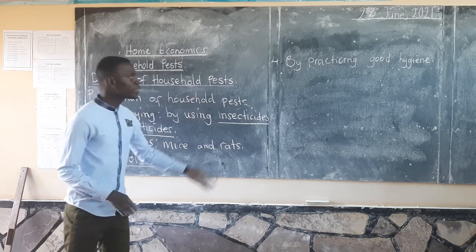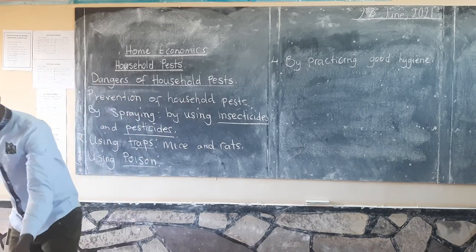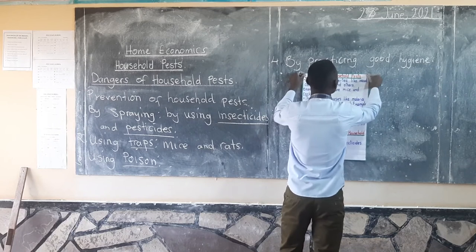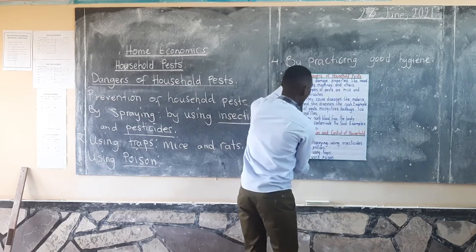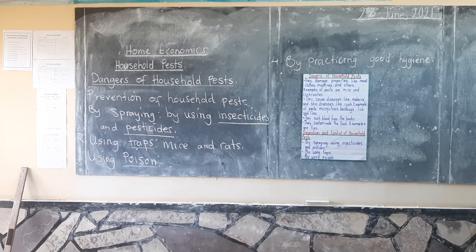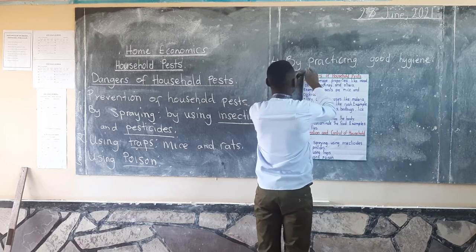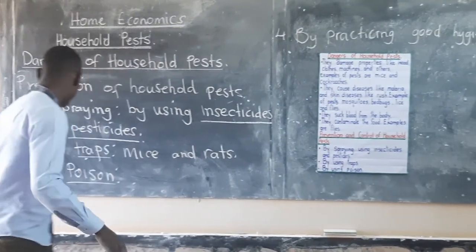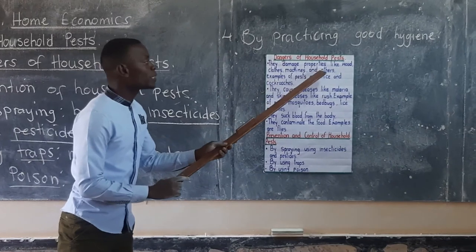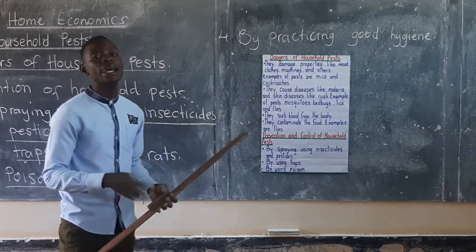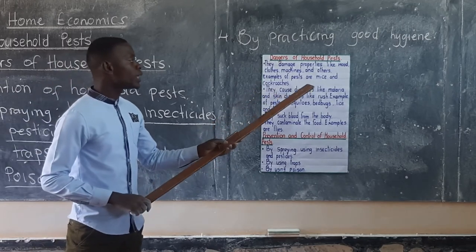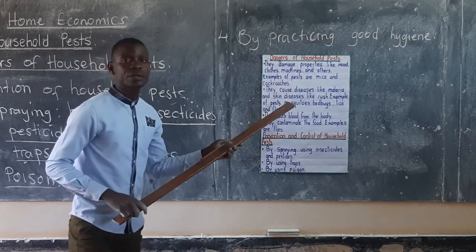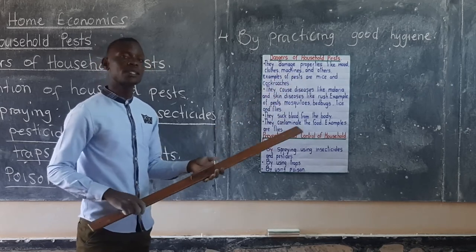Now, having said all this, I want you to look at something on this chart so that we don't forget. So we were looking at dangers of household pests. Number one, we said they damage properties like wood, clothes, machines, and others. Examples of pests that have some of these dangers, we have mice and cockroaches. These two pests can damage properties and different materials.